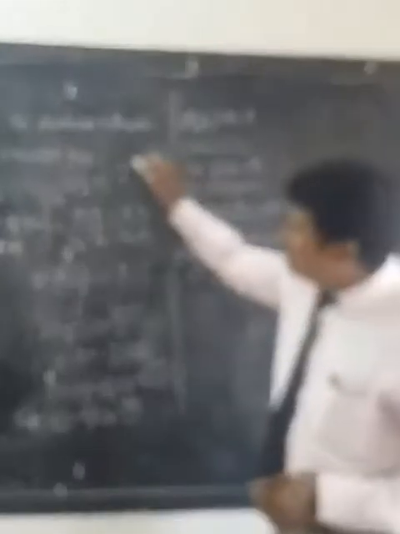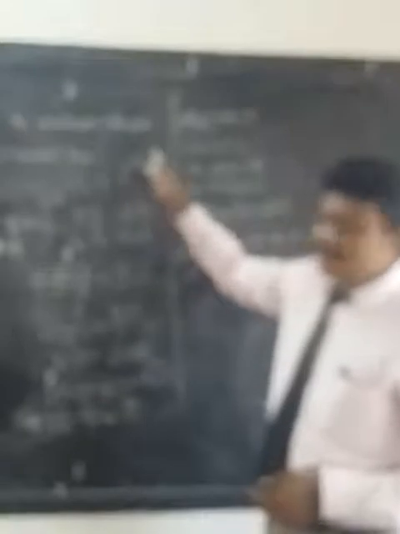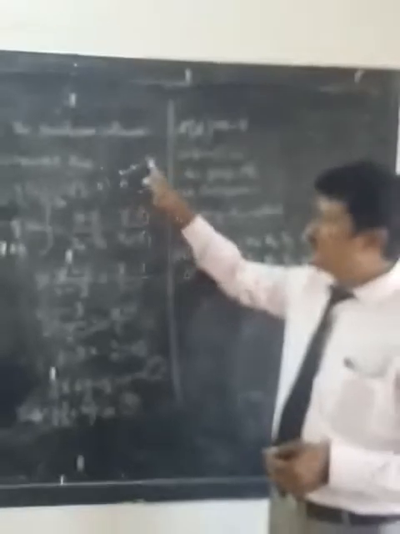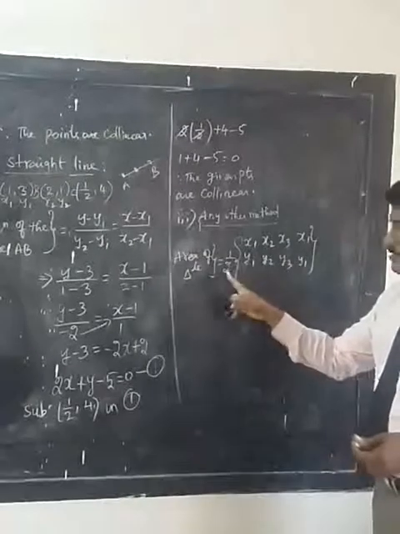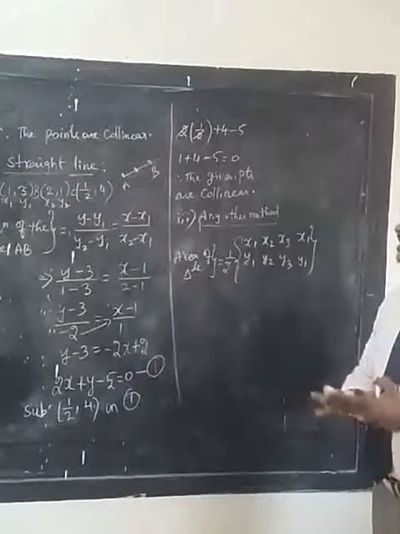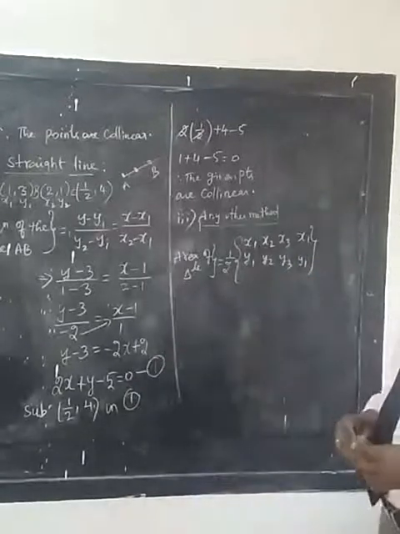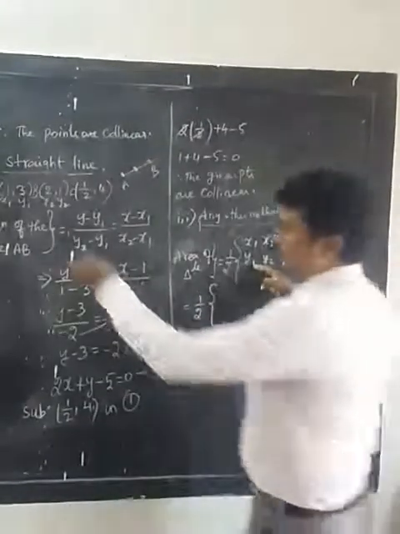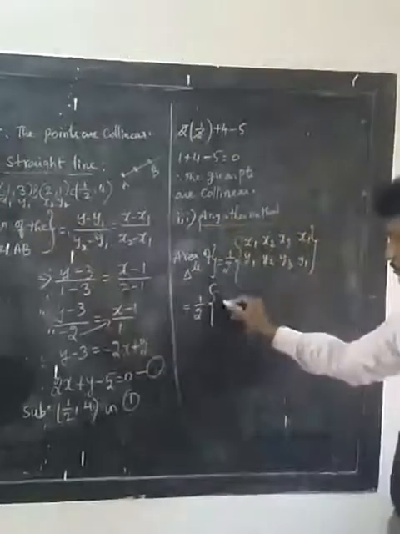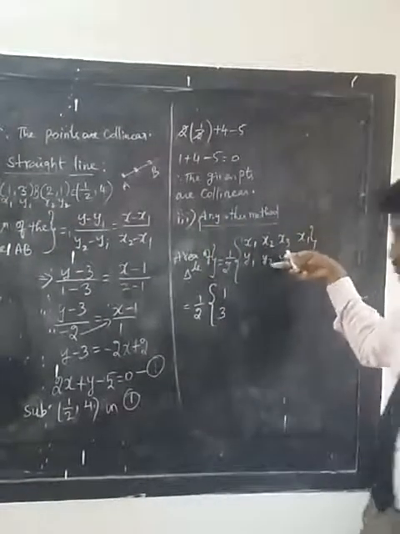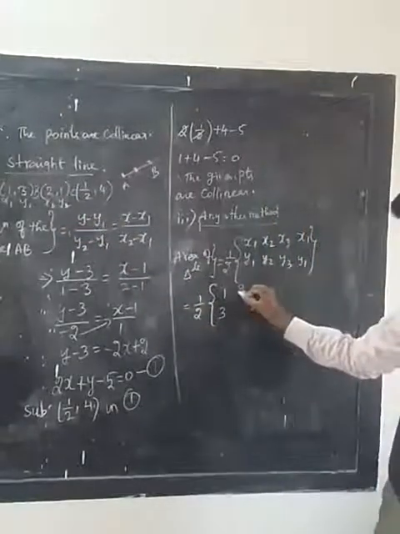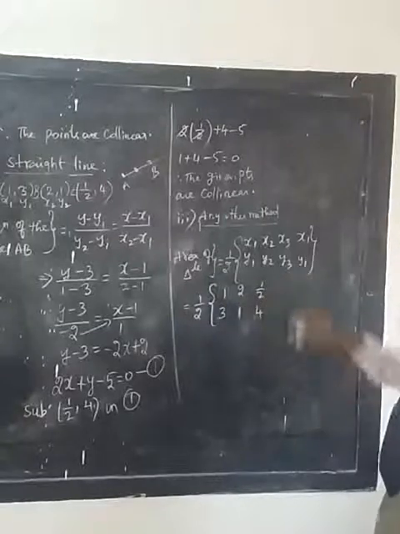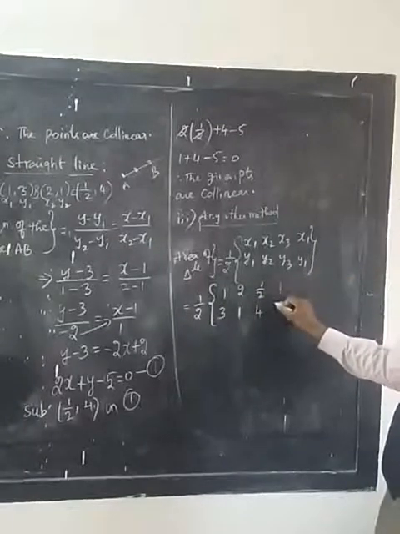But if 3 points lie on the same straight line, we cannot draw a triangle using the 3 points. Yes or no? So if I calculate the area of the triangle, the answer should become 0. Then I will say the 3 points are collinear. That is the concept here. So I am going to substitute here 1 by 2. What is x1 y1? The first point 1 comma 3. So I am going to write 1 3. x2 y2, the second point, 2 1. Third point x3 y3, the value is 1 by 2, 4. x1 y1 again 1 3.